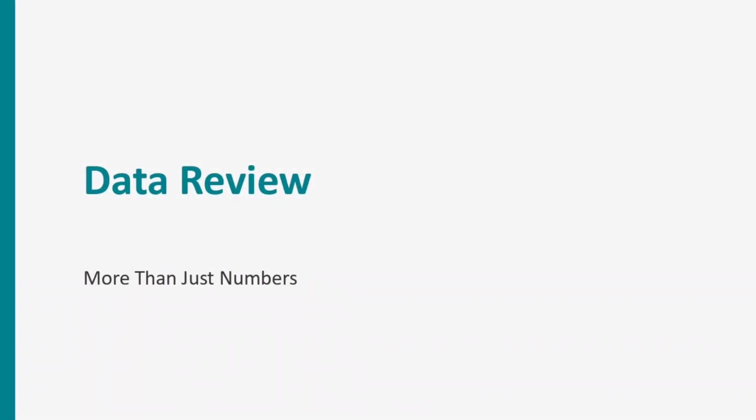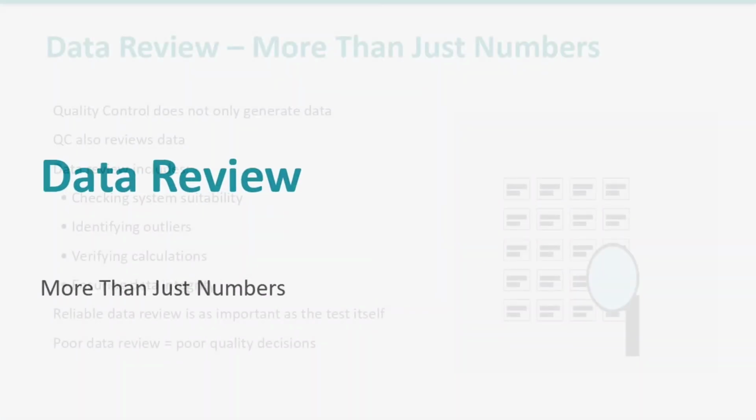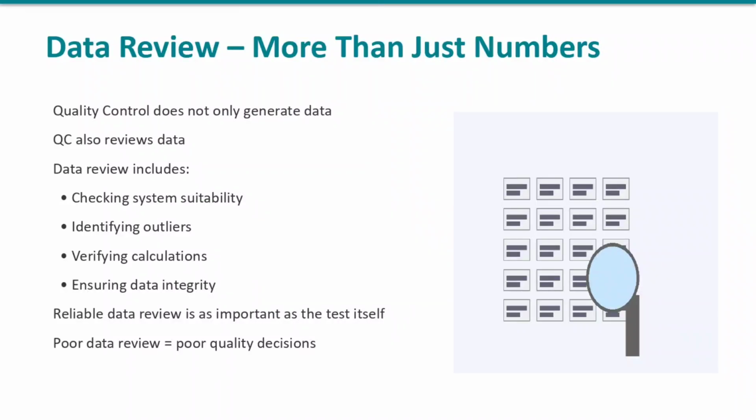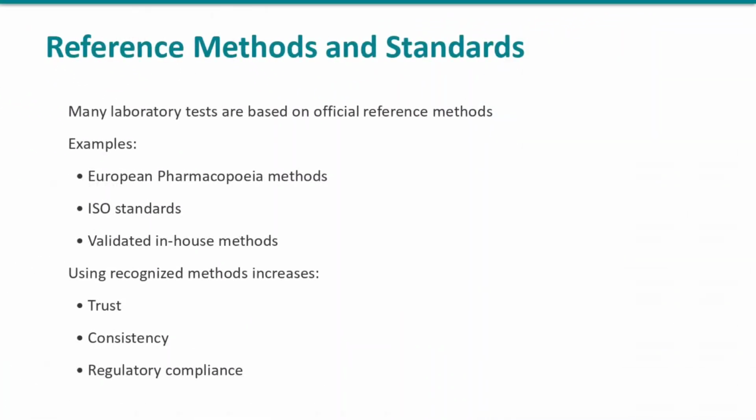Quality control does not only generate data. It also reviews and evaluates data. Data review includes checking system suitability, identifying unusual results, verifying calculations, and ensuring complete traceability. Data integrity is as important as the analytical measurement itself.